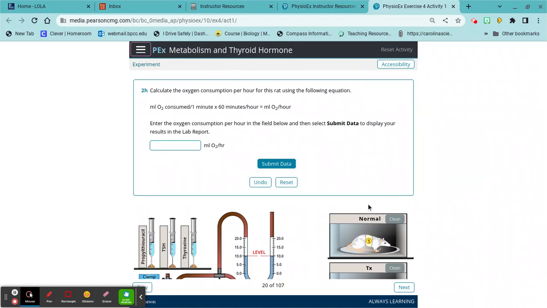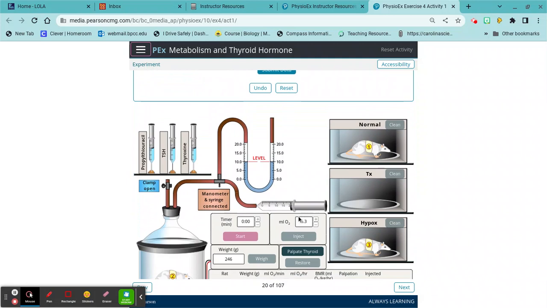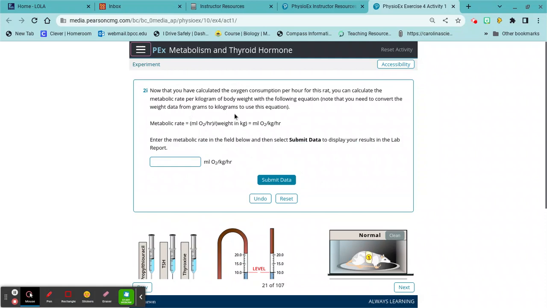Okay, so we're doing the same thing with the calculations, which ends up being this value right here, this 6.3. And when you have 1 times anything, it's itself. So you're basically just putting that 6.3 divided by 60, which is 0.105. Okay, so 0.105. Submit that data. Okay, now that you have calculated the oxygen consumption, we're going to do the BMR.